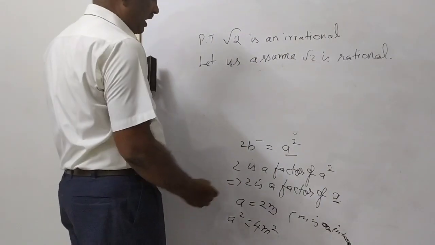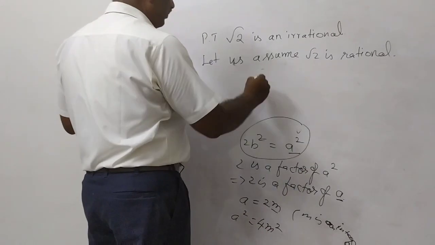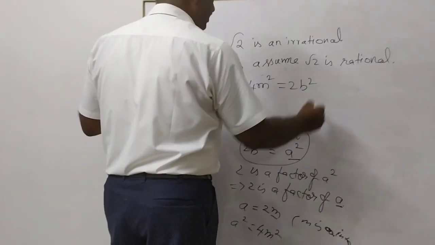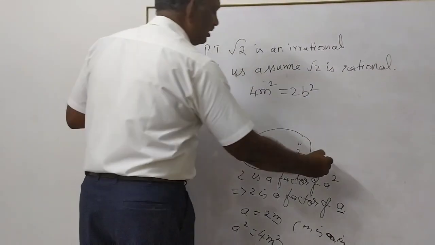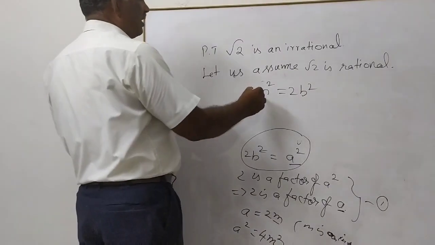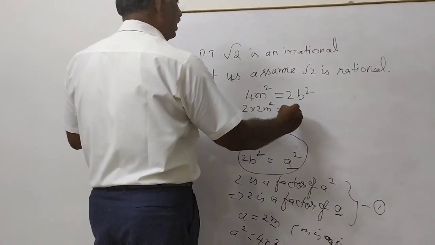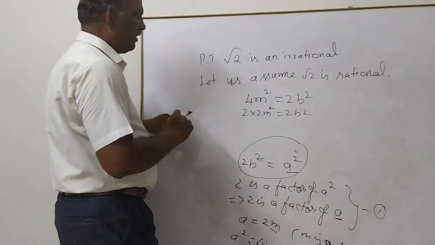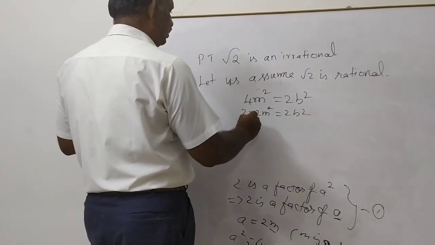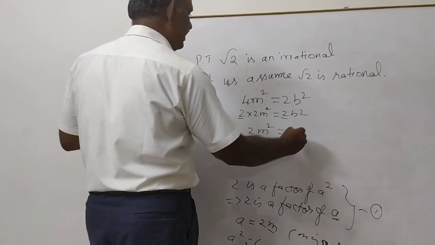So a squared, already we have taken a squared equal to 2b squared. So a squared equals 4m squared, and 4m squared equals 2b squared. Substitute here, this is 1. Here 4m squared equals 2b squared, so 2 into 2m squared equals 2b squared. Again we can cancel 2. Here 2m squared equals b squared.